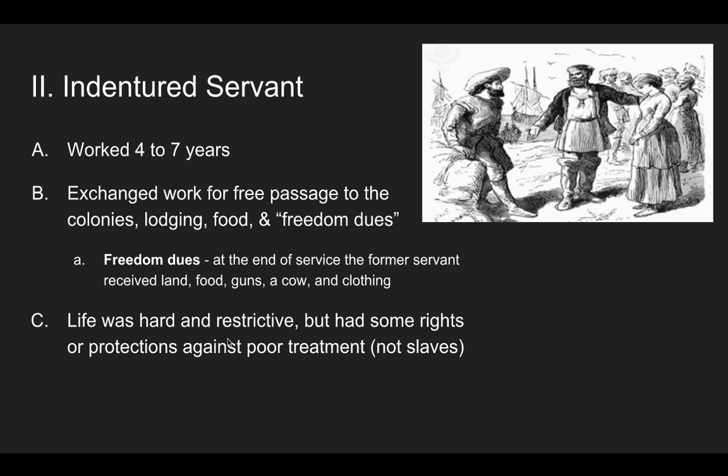Life was hard and restrictive, meaning they didn't have many rights. There weren't really many protections in place for indentured servants, but they had some rights or protections against poor treatment. So they were not enslaved people. They were not slaves. They were not treated that poorly. They had some rights, mainly against really harsh treatment, like you couldn't be beaten, for example.